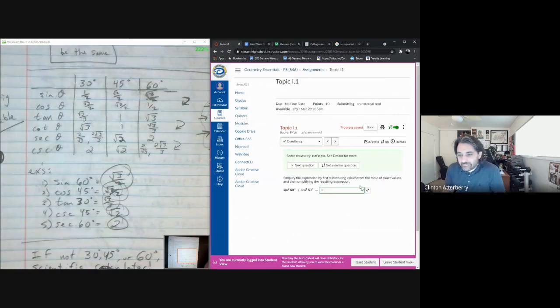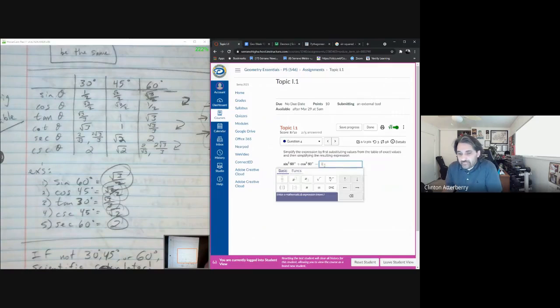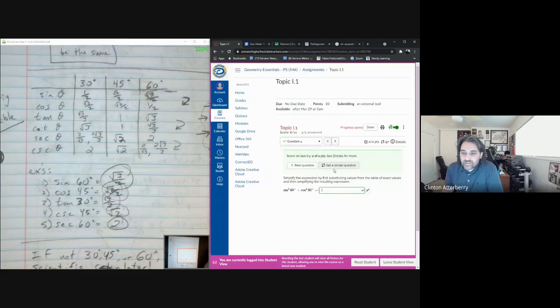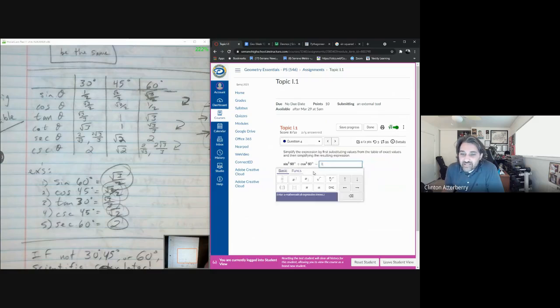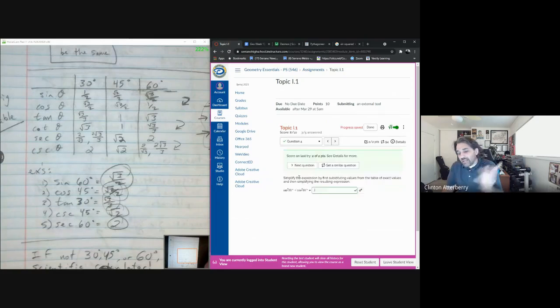Every time. Similar question. It just doesn't matter. Your question 4 is going to be probably the same exact thing. Okay, 45 this time. Guess what? It does not matter. It's going to equal 1 every single time.